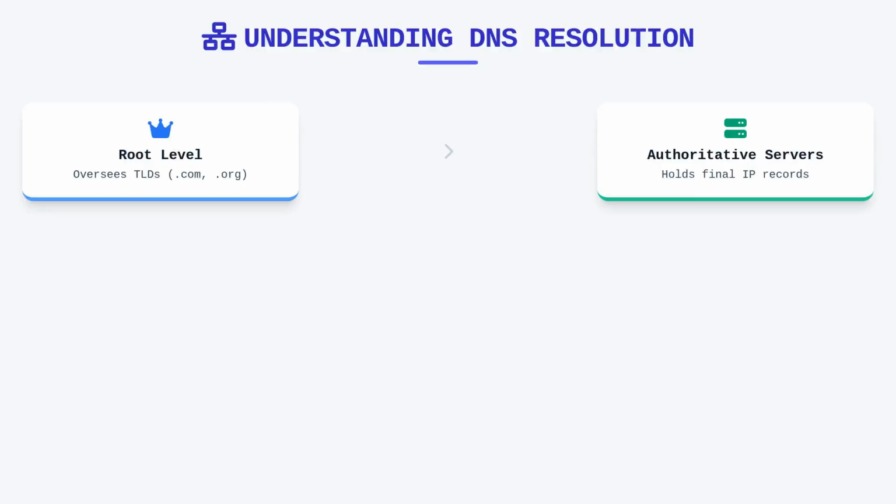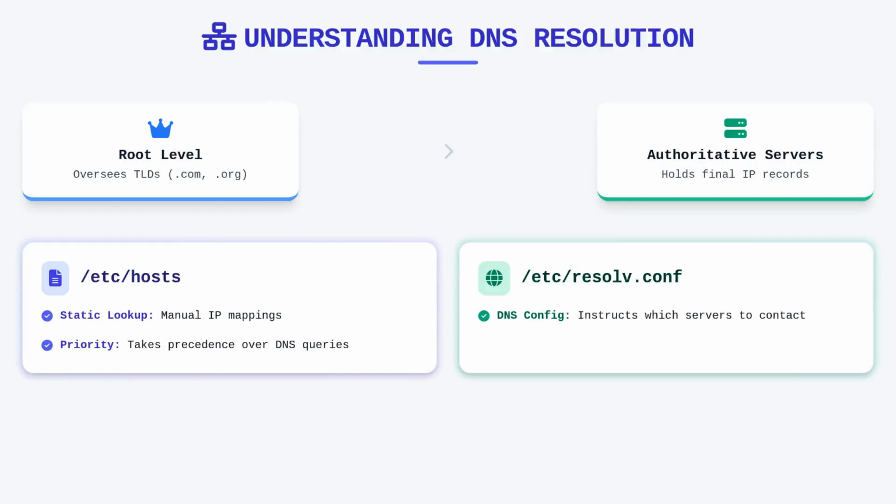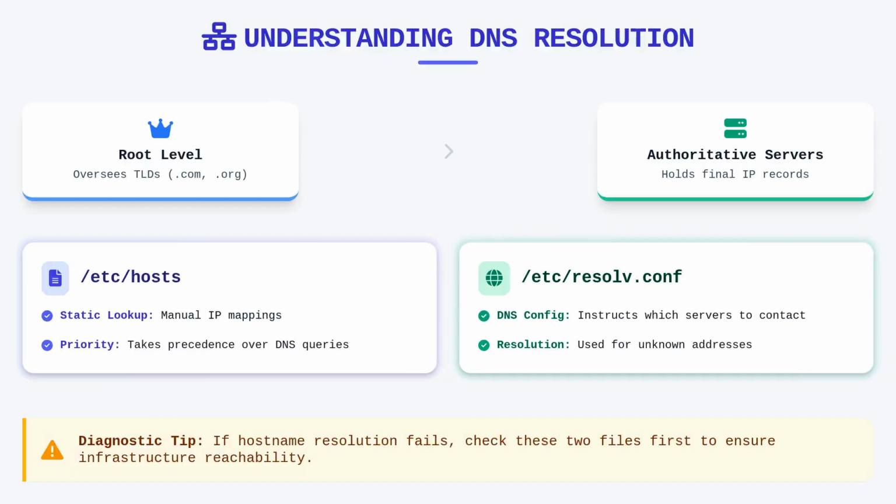On a Linux machine, the local resolution process is guided primarily by two files that you must understand. The /etc/hosts file acts as a local static lookup table, allowing you to define manual mappings that take precedence over external network queries. Conversely, the /etc/resolv.conf file is where you instruct your system on which DNS servers to contact for resolving addresses it does not already know. If you ever find yourself unable to resolve host names, these are the two locations where you should instinctively begin your diagnostic process. Managing these settings correctly is a foundational skill for any administrator who needs to ensure reachability across diverse infrastructures.